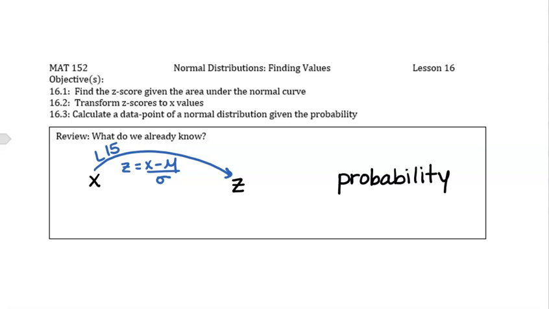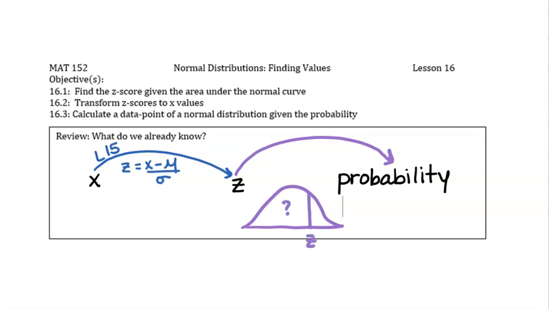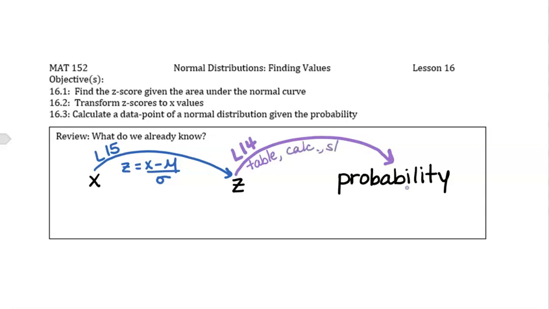We also already know how to start with a z value and then find a probability. What I mean by that is if I tell you what this z value is, you could tell me what this area is over here to the left. We learned how to do that in lesson 14, and we have several ways that we could do that. We could do that using the standard normal table, we could do that using a calculator, or we could do that using StatCrunch. So we know how to go forward in this progression. This lesson is all about going backwards in this progression.